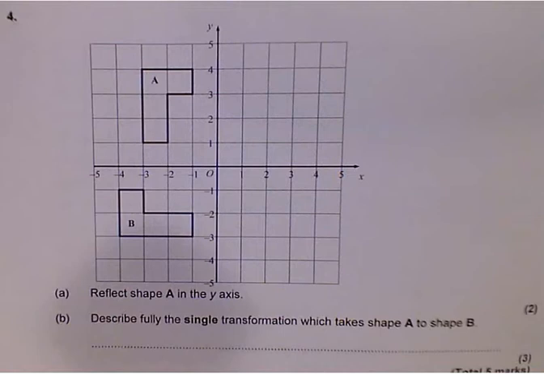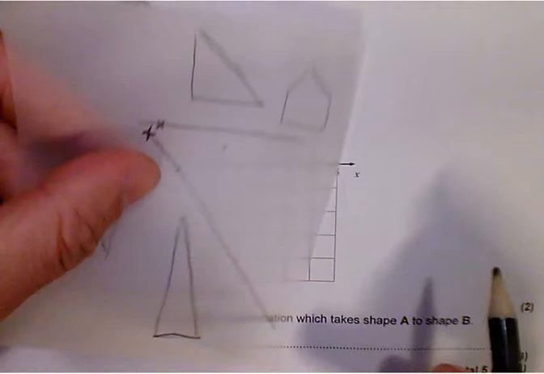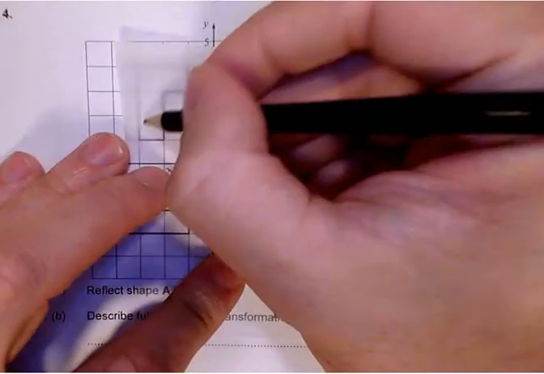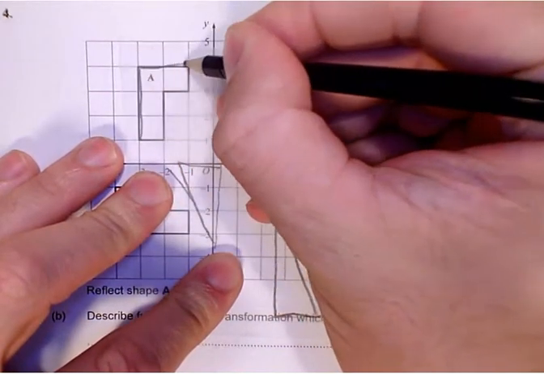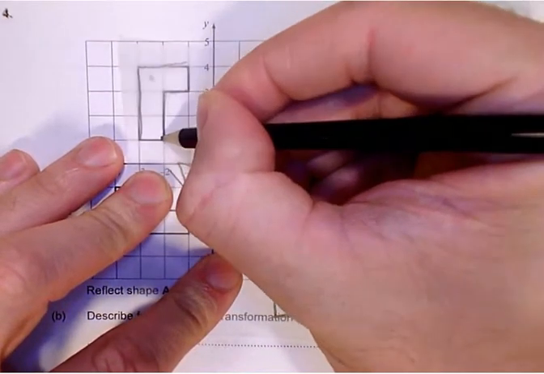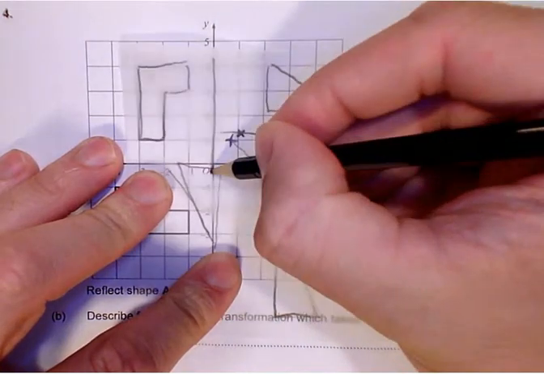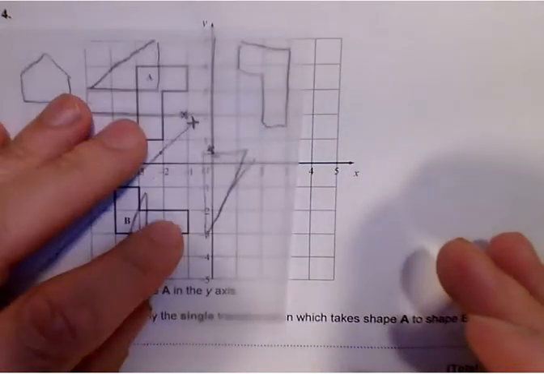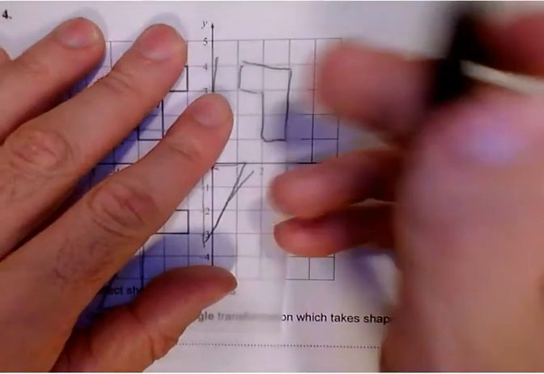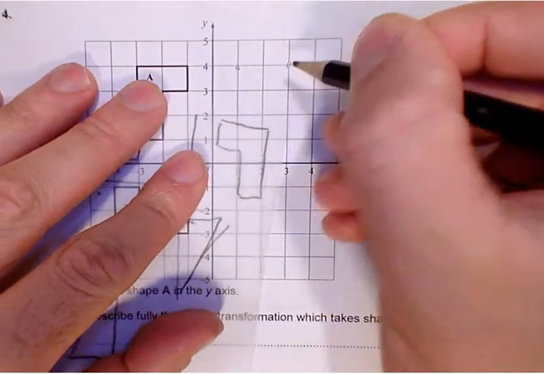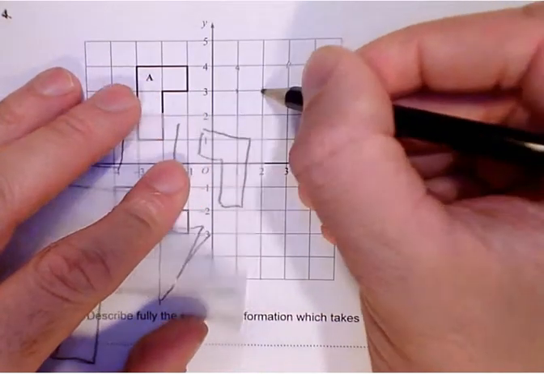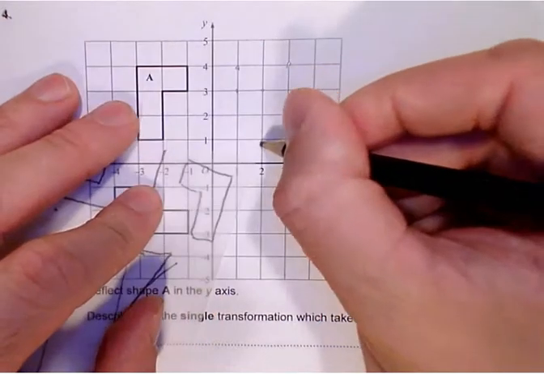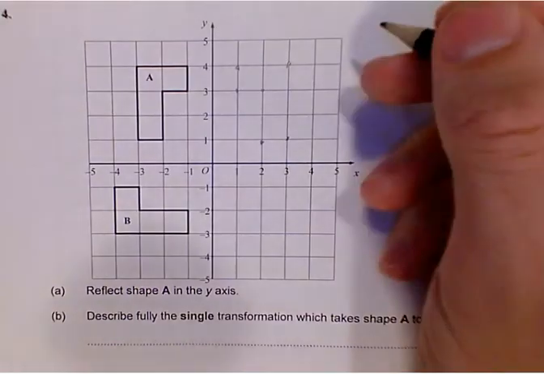Question 4. Reflect shape A in the y-axis. Now, so I'll draw out shape A. It's getting a bit crowded now, my tracing paper. Y-axis is there, centre is there, flip it over, there we go. Join it all up.